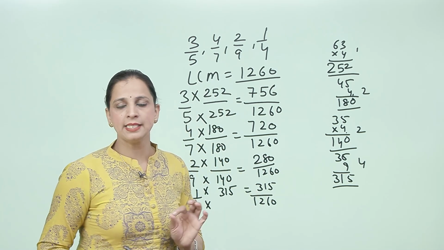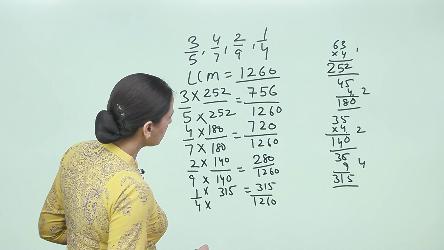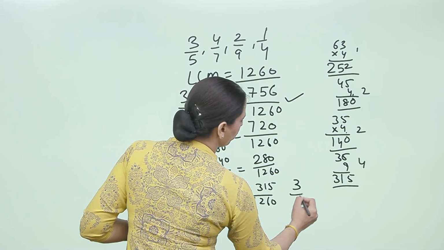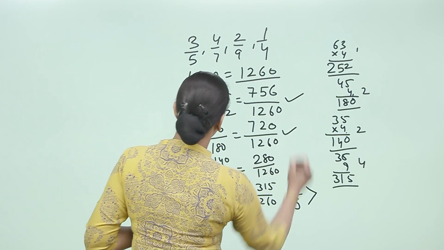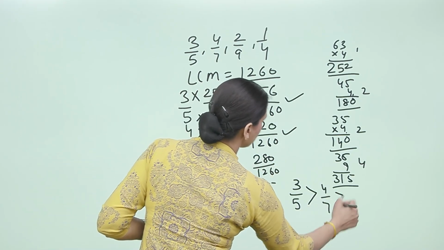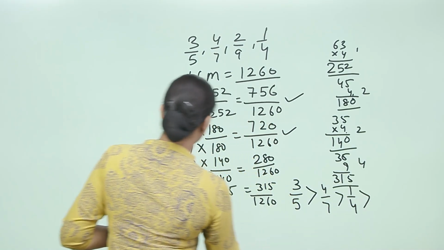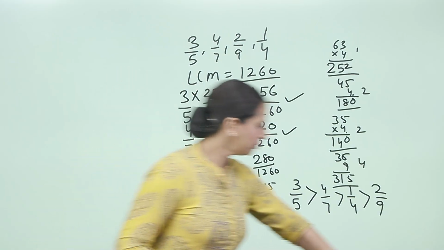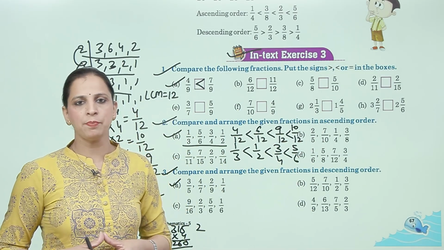Now compare. We have to arrange them in descending order. So the largest number is 756. So 3 by 5 is greater than, next is 720, 4 by 7 is greater than 1 by 4 is greater than 2 by 9. So children, using the same method, you will try the remaining parts yourself.